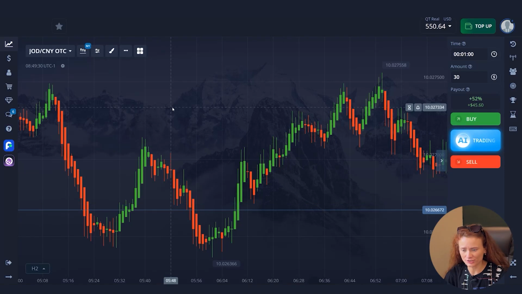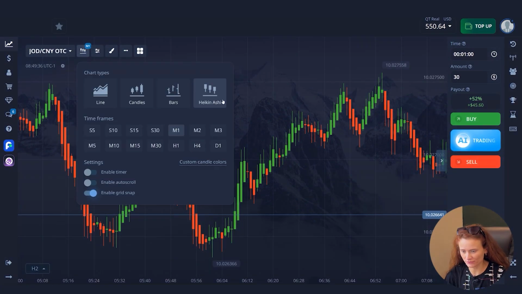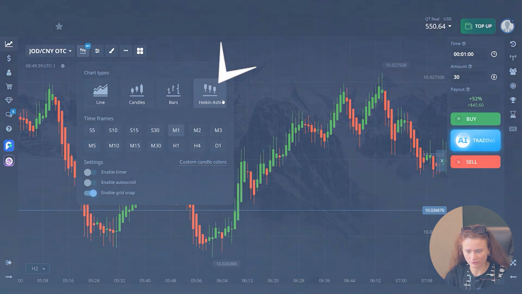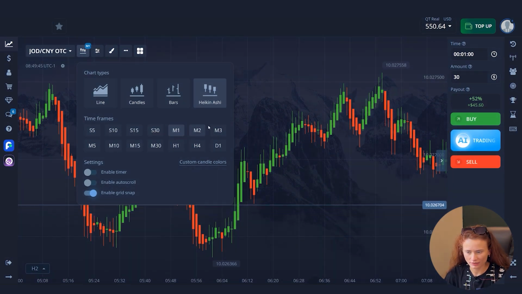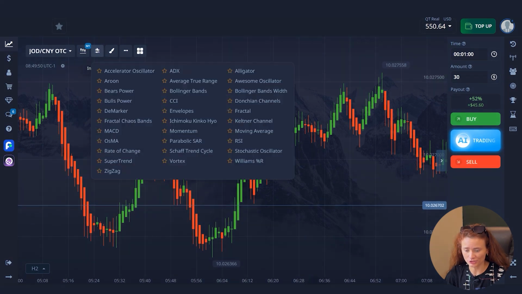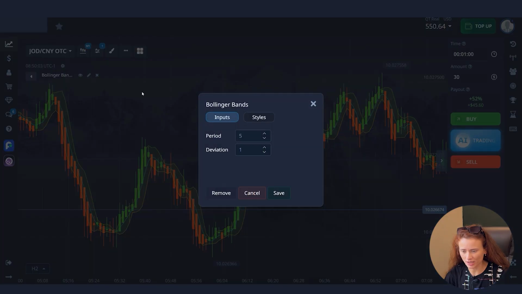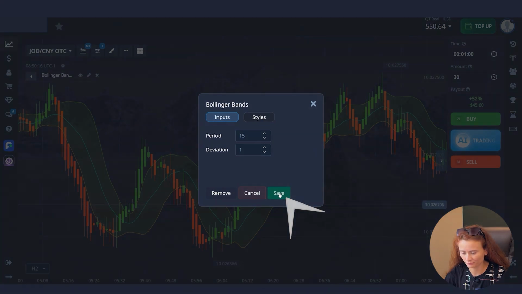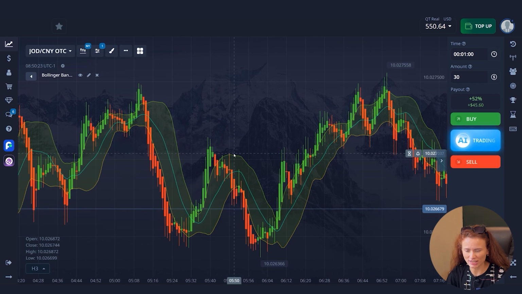Before you start working with the strategy, it is important to set up your account correctly. So let's do it, just repeat after me. I use the Heikin-Ashi chart type, the time frame will be 1 minute. And now turn on the indicator, and it will be Bollinger Bands. Let's go to the settings of the indicator and set a period equal to 15. The deviation of the indicator I will leave at 1. And at this point, the settings are complete. Let's start working with the strategy and start opening trades.